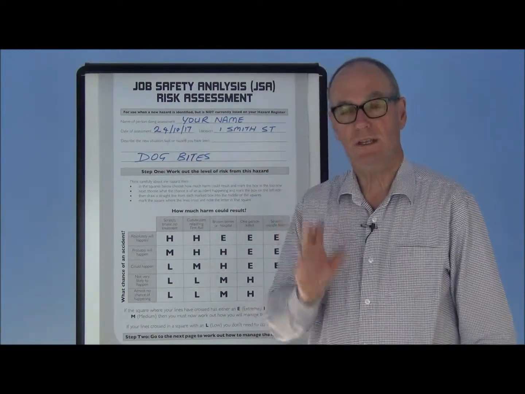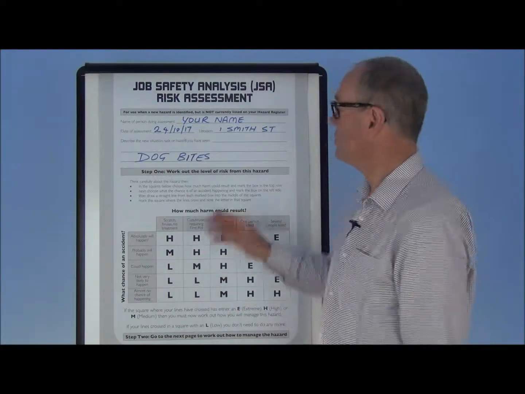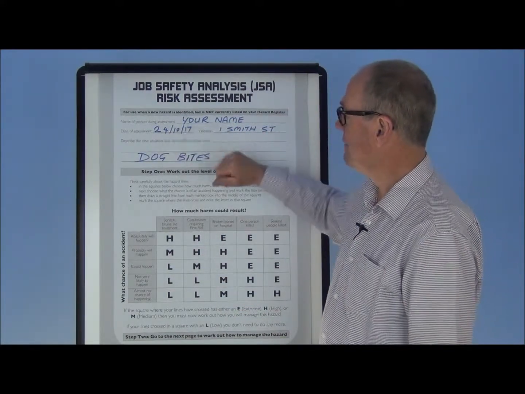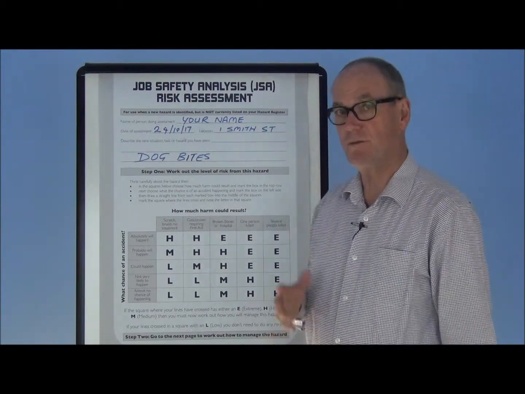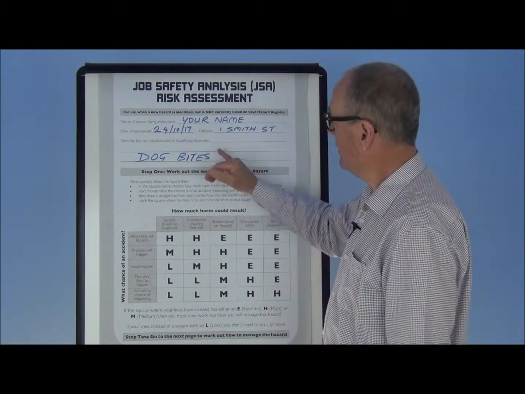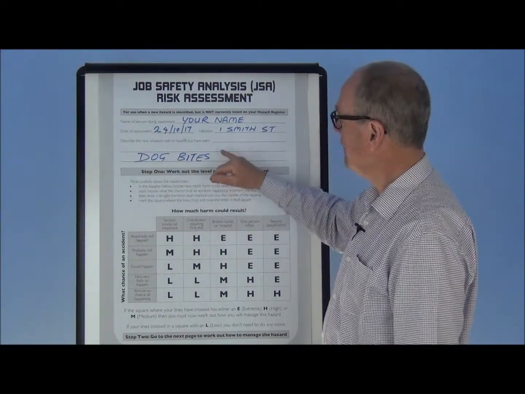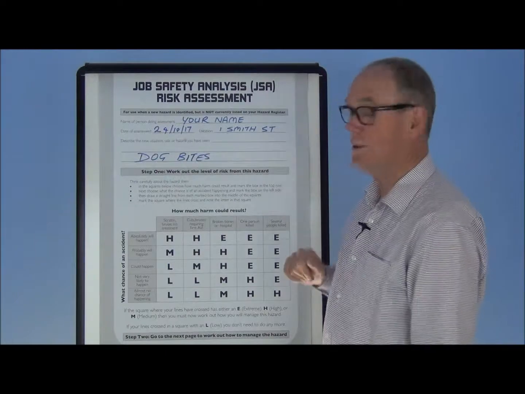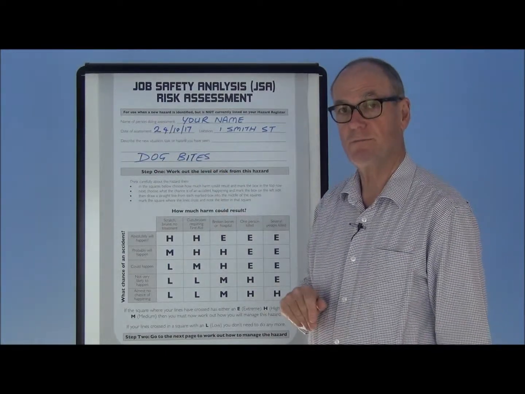So to start the assessment or the analysis, make sure that you put the details first on the form. Your name, the date of the assessment, the location of where the hazard is. You need this for later reference purposes. And then make sure you write on the Safety Work Kits phone app and on the paper copy what the hazard is. In this case, it's dog bites.